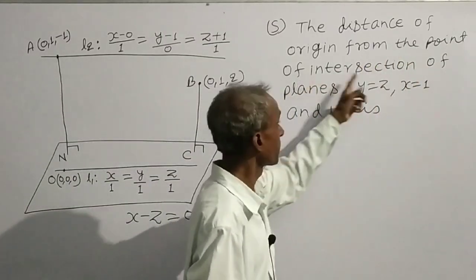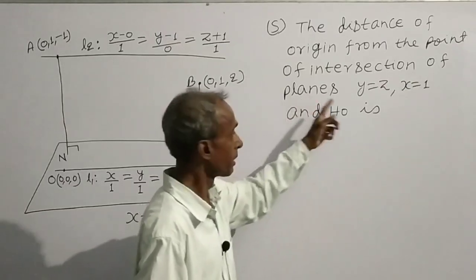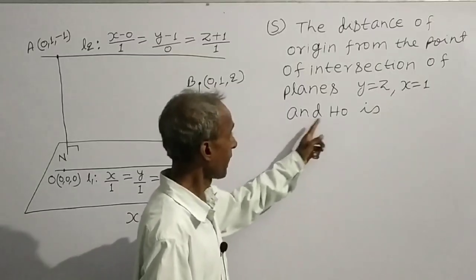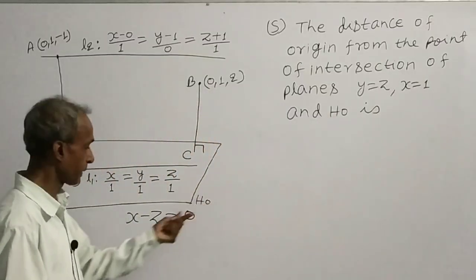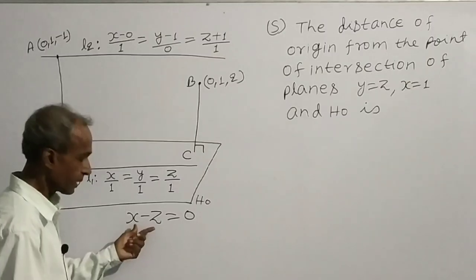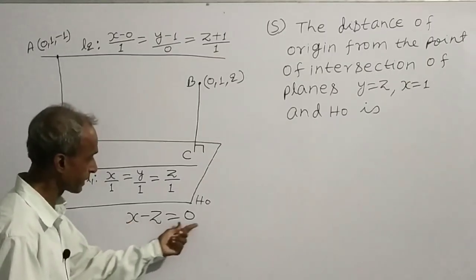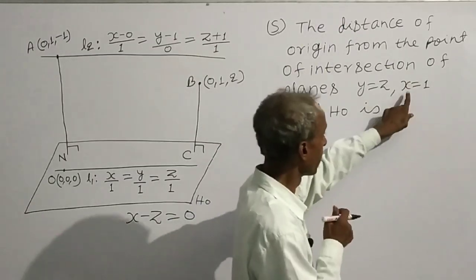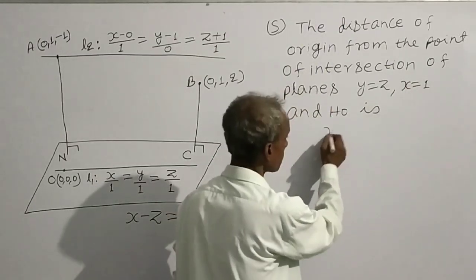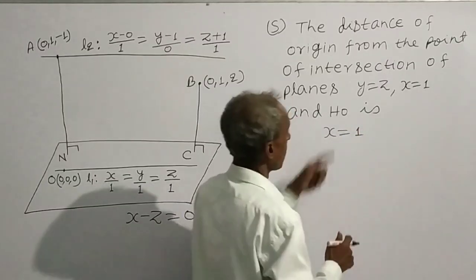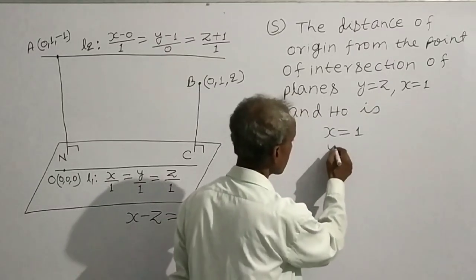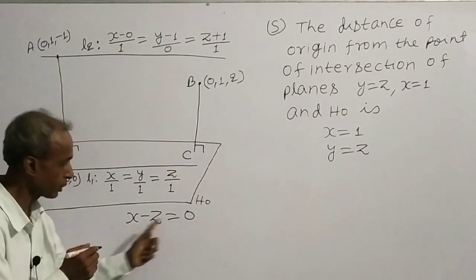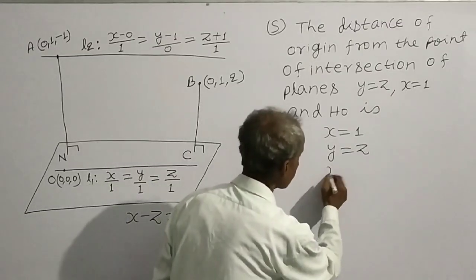From the point of intersection of planes y is equal to z, x is equal to 1 and H0. H0 means this plane. That means the equation of this plane is x minus z is equal to 0. We write the equation of these three planes. x is equal to 1, y is equal to z, and x minus z is equal to 0 can be written as x is equal to z.